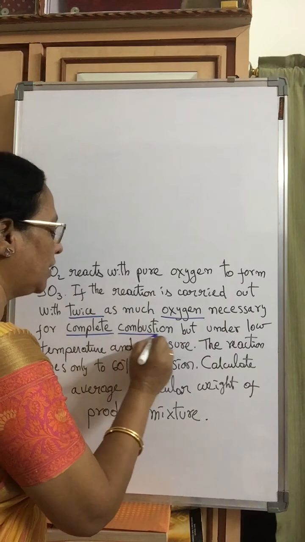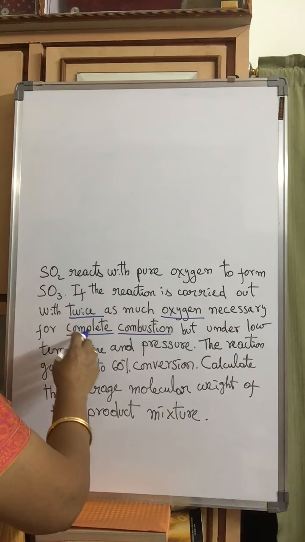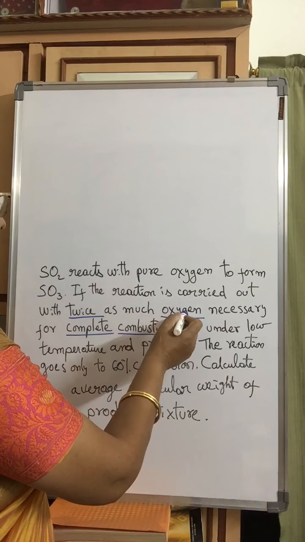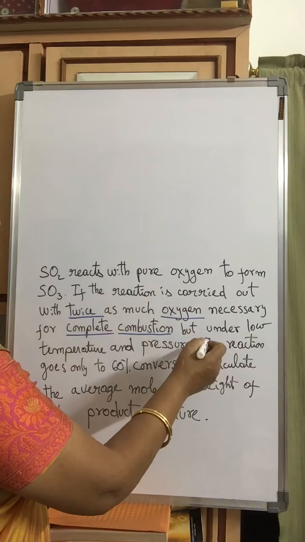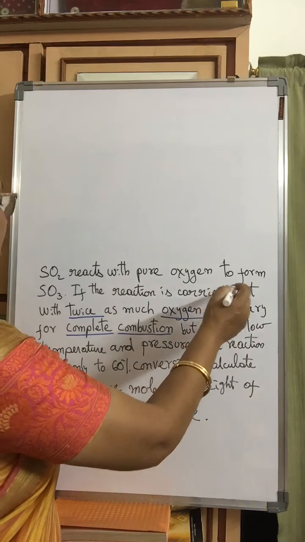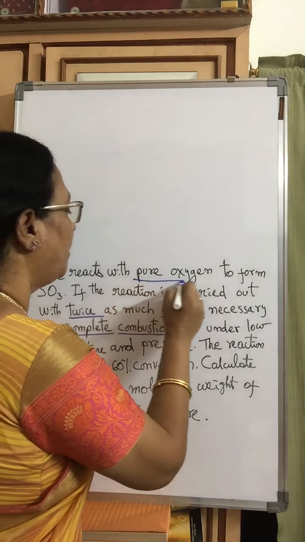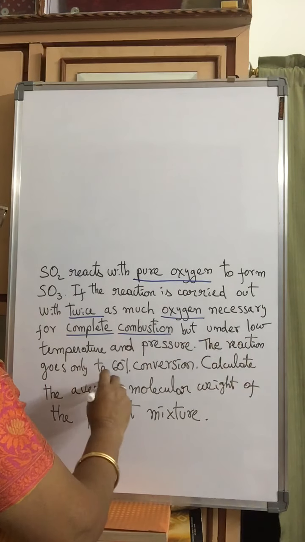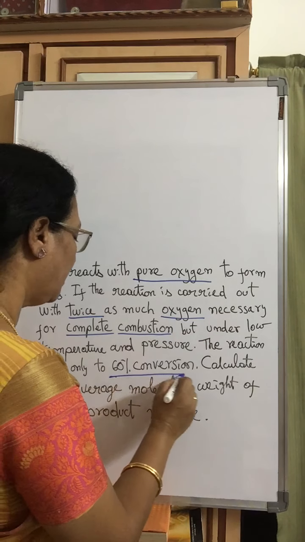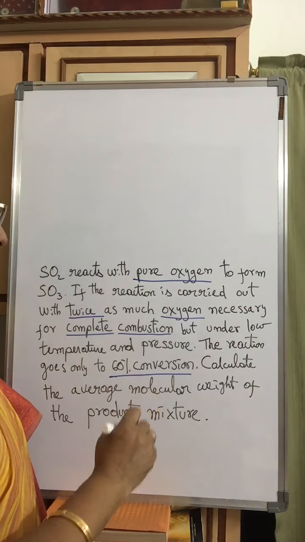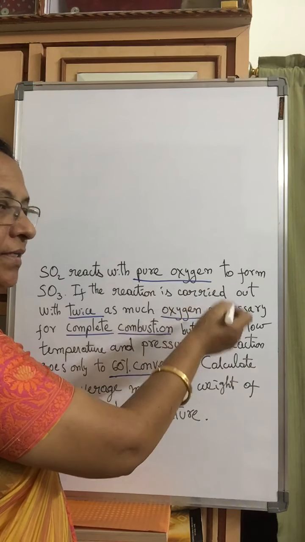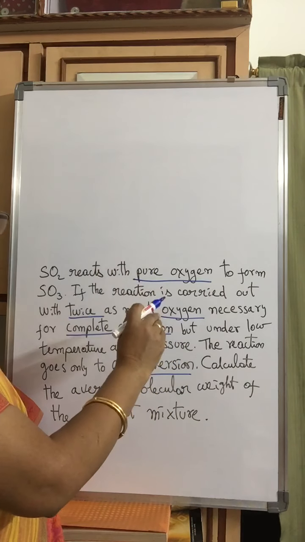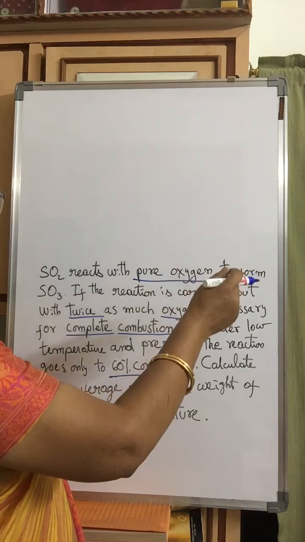See, certain words we need to underline. Complete combustion, so the conversion is what? Complete conversion. And oxygen is taken twice as much as theoretically required for that. The reaction is carried out with pure oxygen, but under low temperature and pressure. The reaction goes only to 60% conversion. Actual conversion is 60%, but oxygen supplied is calculated on the assumption of how much is required for complete combustion, twice of that.